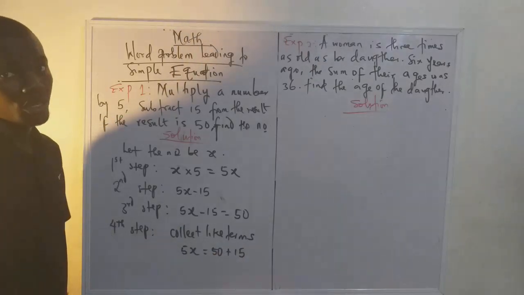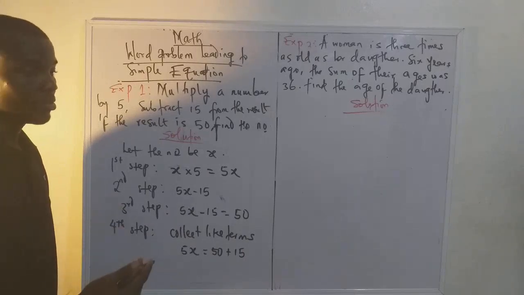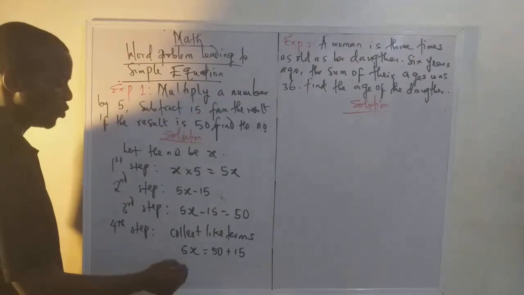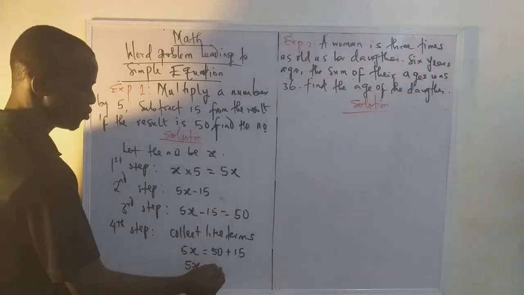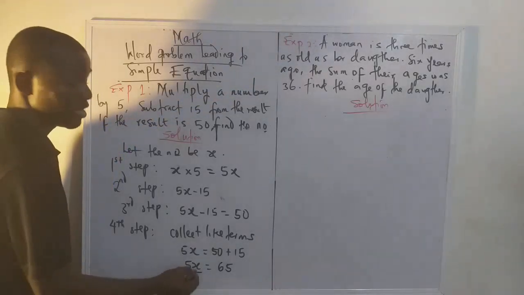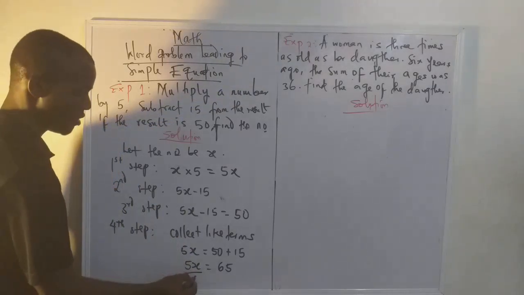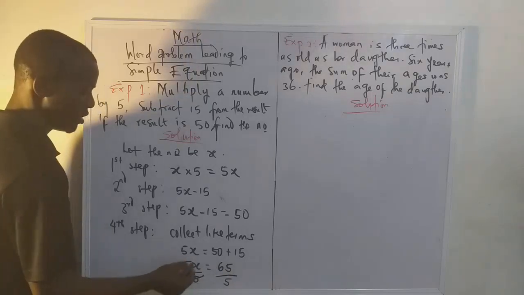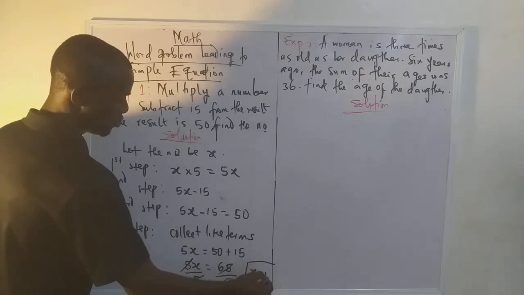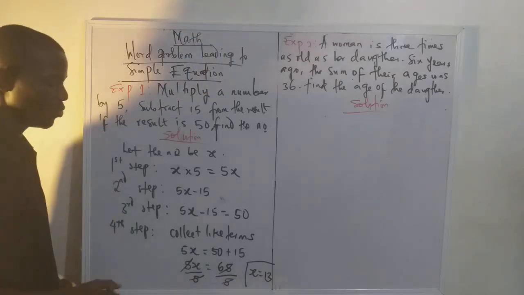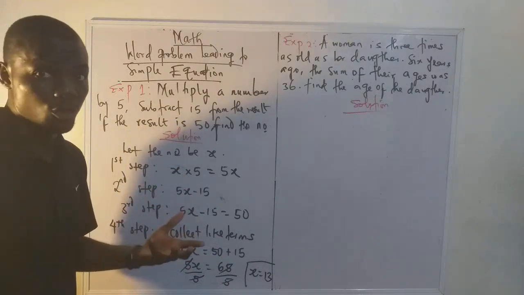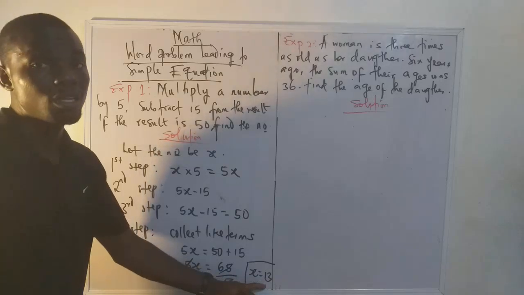Actually when I say collect like terms, it's a simple way of interpreting the fact that you actually added 15 to both sides. So here we are going to have 5x equals to 65, and when you divide both sides by 5, you are going to have 65 over 5. So here our x will be equals to 13. So we can see that 13 is the number, the unknown. So our answer here is going to be 13.